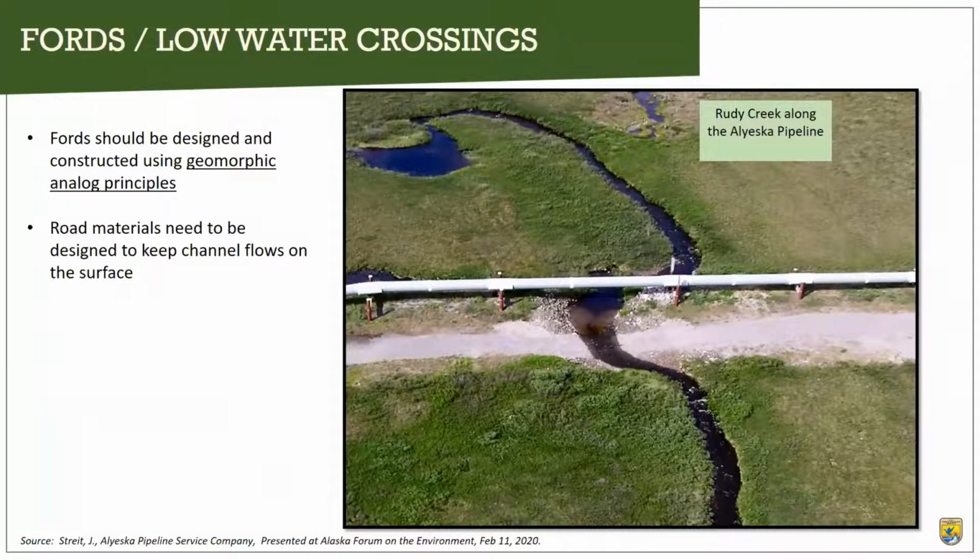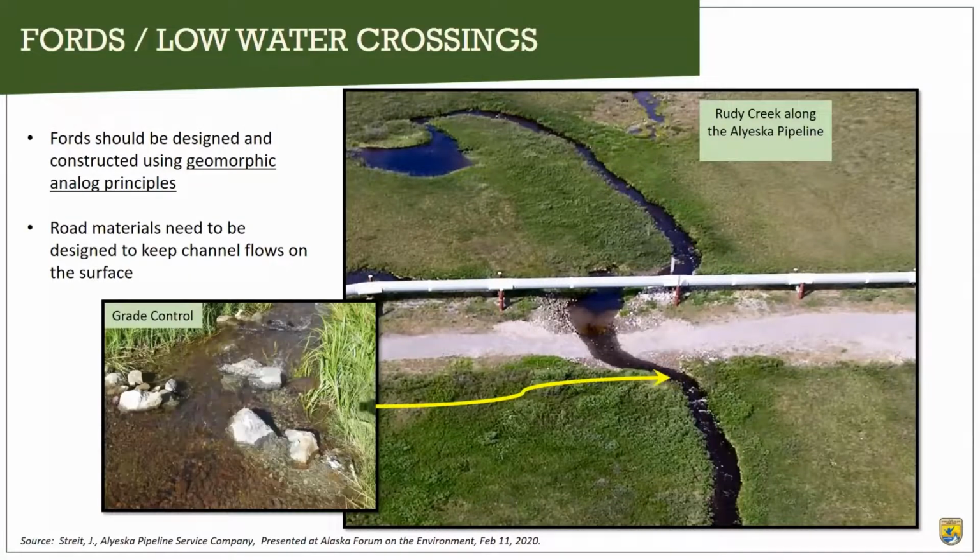Alaska Pipeline, I borrowed this photo from a presentation that was given by Jeff Street of Alaska Pipeline. They've done a really great job on their fords and have figured out how to install these so that they're maintaining the low flow channels and preventing the water from going subsurface. And they're using grade control structures basically downstream to backwater the crossing. Hopefully we can get Jeff to come and talk about this more.